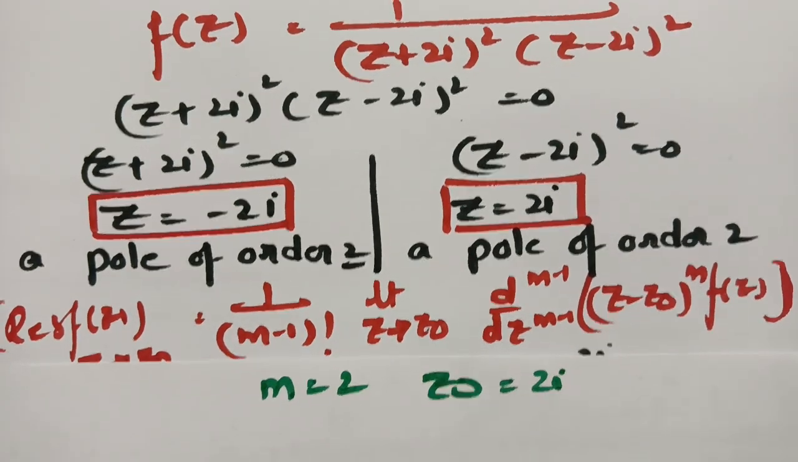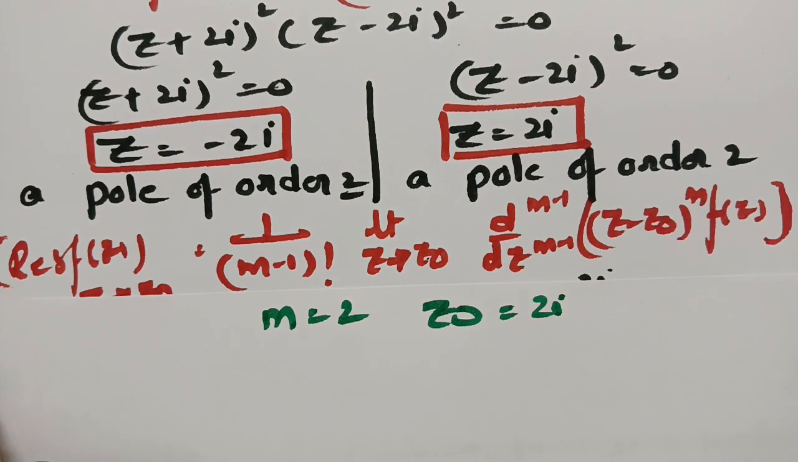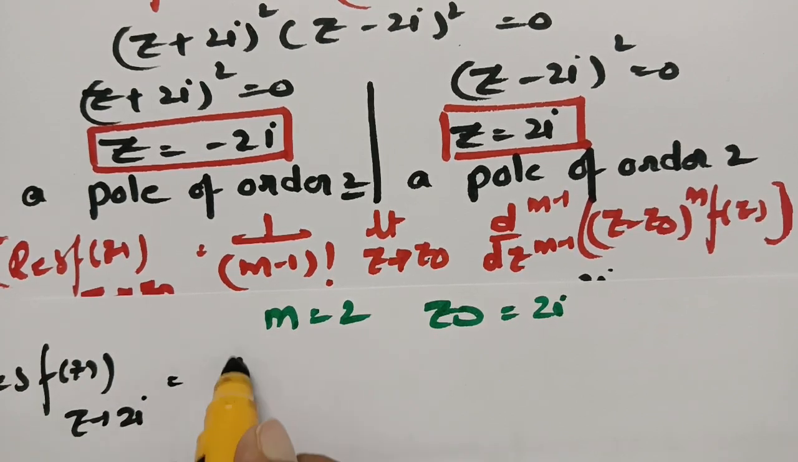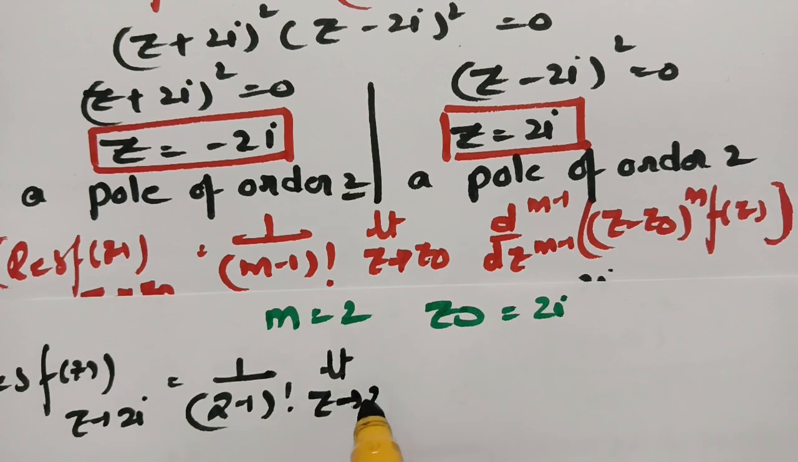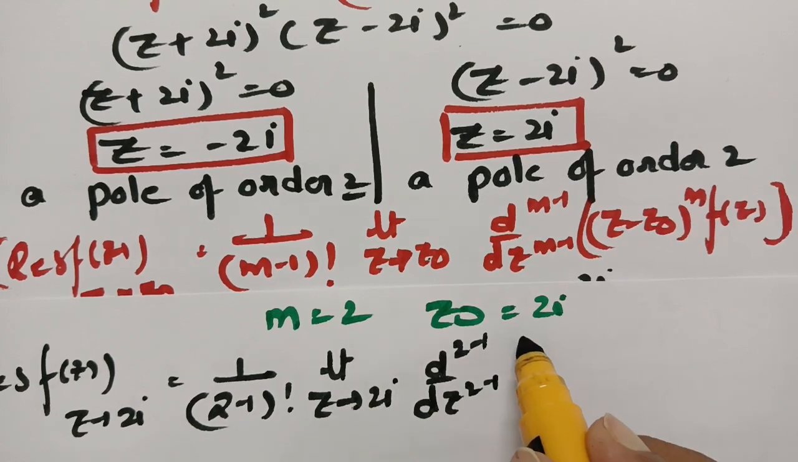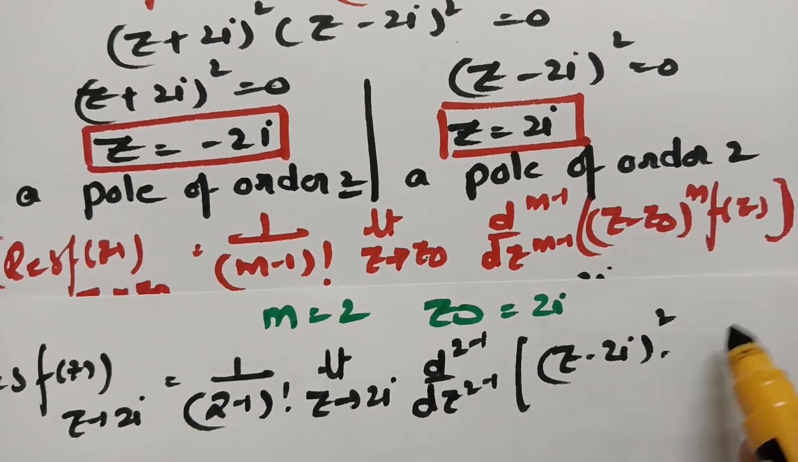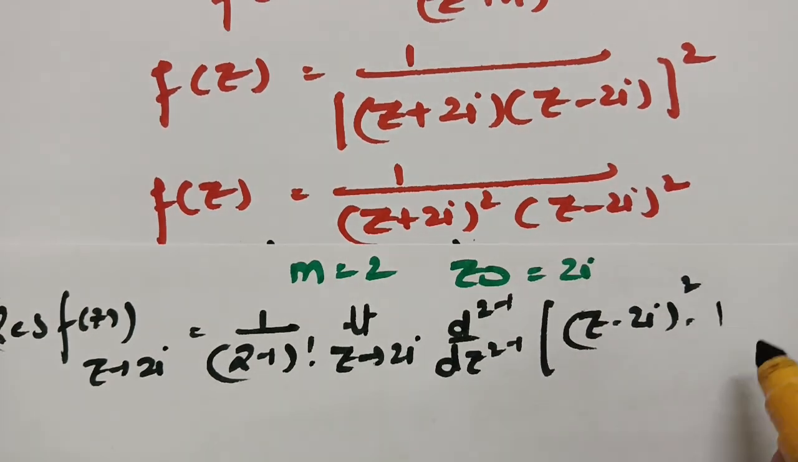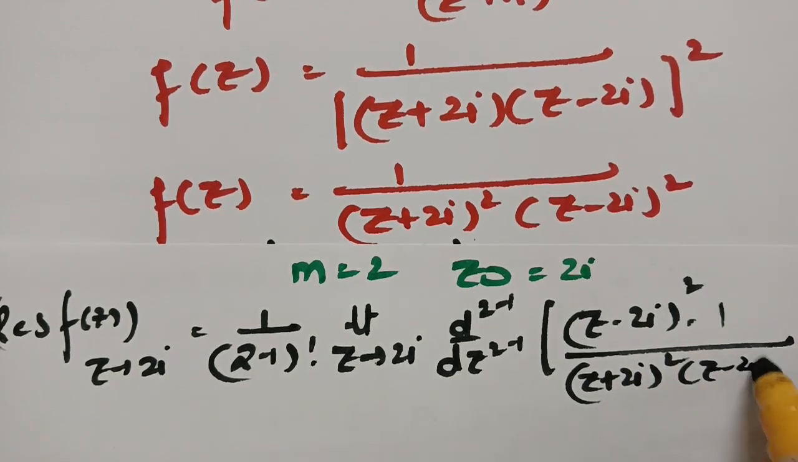So if I substitute in the same formula, this will be, see here, this is residue of f of z at z is equal to plus 2i. So this is m minus 1, so this is 2 minus 1 factorial into limit z tends to 2i, d by dz of z minus 2i to the power m. m value is 2 and f of z value is nothing but, see here I am showing, f of z value is this one, that is 1 by z plus 2i square into z minus 2i square.